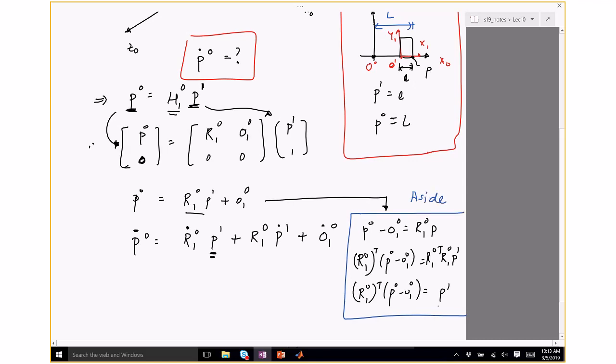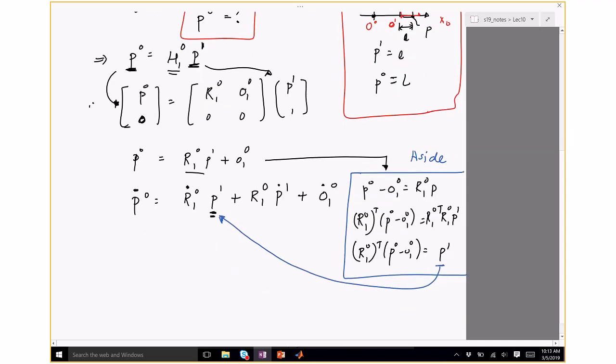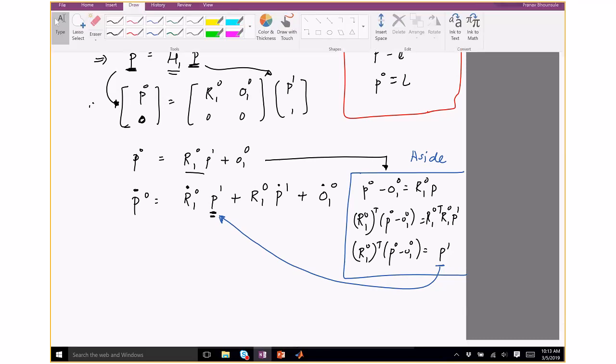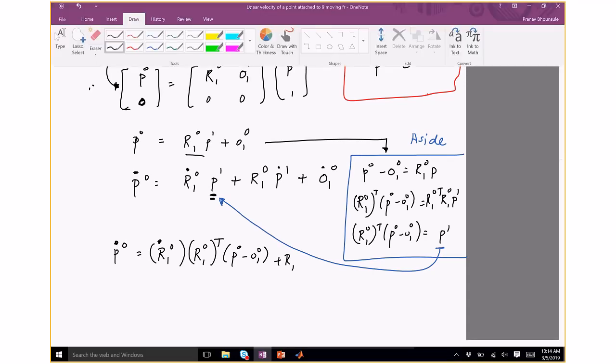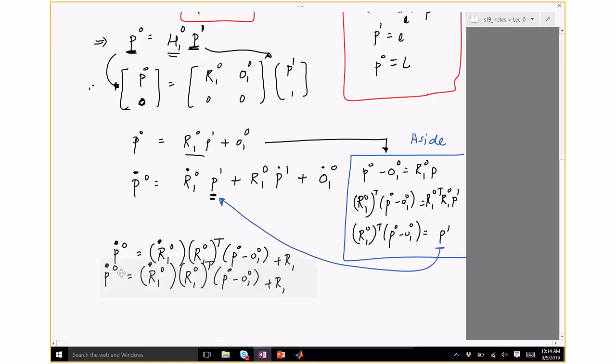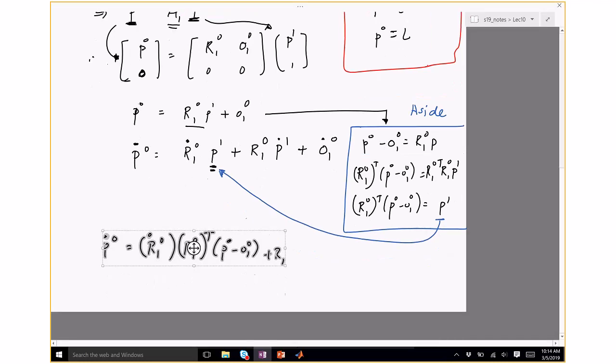So let's replace this P1 with the P1 we found from manipulating that equation. So let's write P dot 0 as R10 dot times P1, which is R10 transpose times P0 minus O10, plus R1 P dot 1 plus O10 dot.